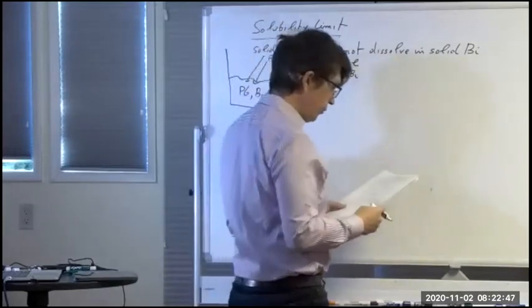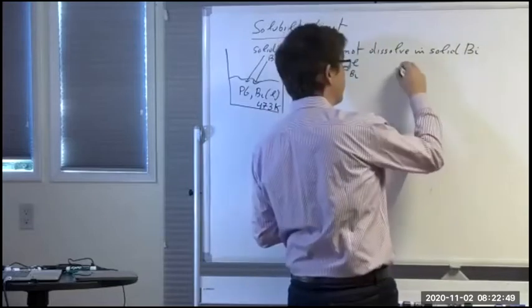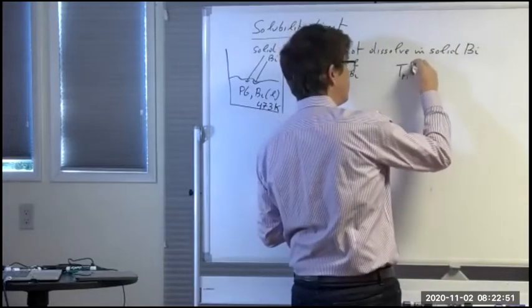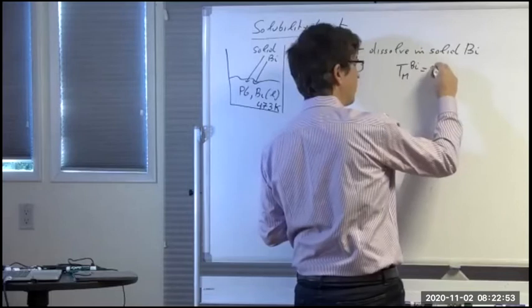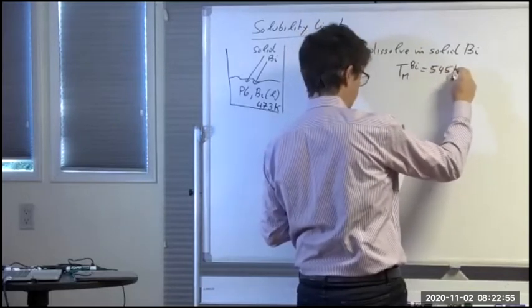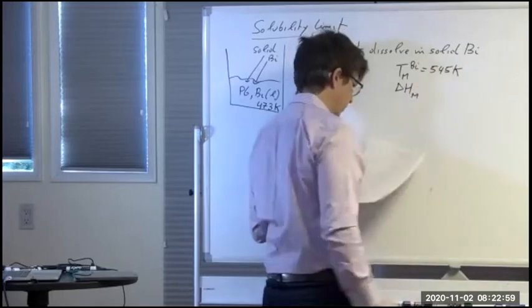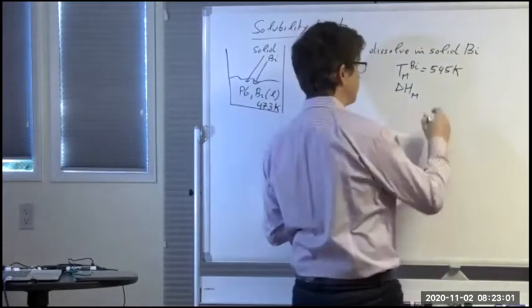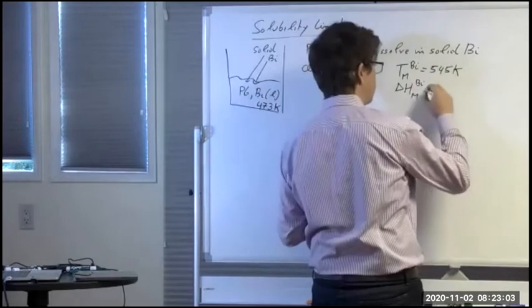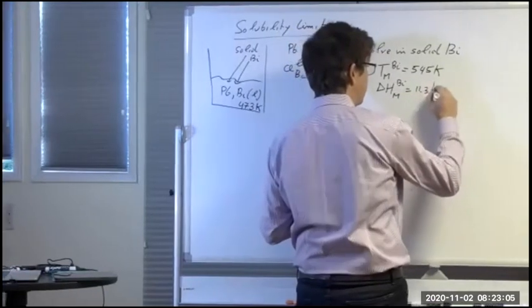And then you need a few more pieces of data. The melting point for pure bismuth is 545 K. And I'll give you its enthalpy of melting, although you could get that from Trouton's and Richard's rule. For bismuth it is 11.3 kJ per mole.